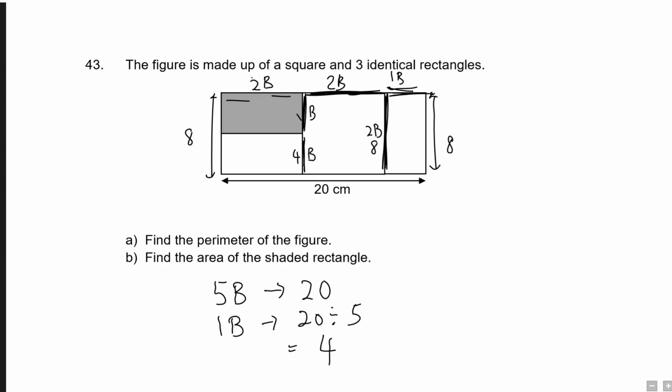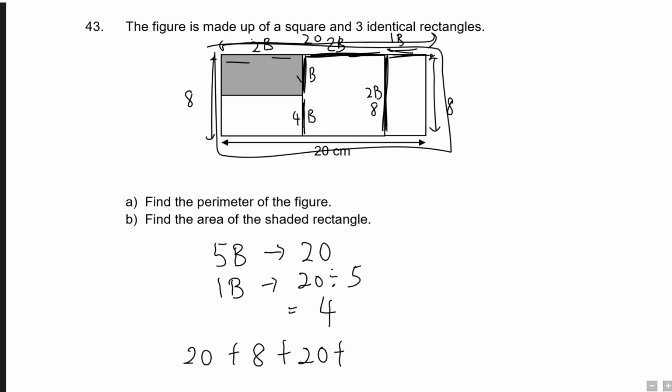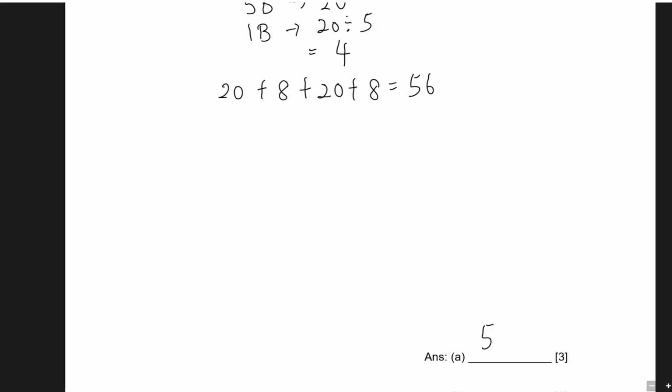Okay, now the number on top easy already, because if you know that the bottom is 20, on top is also 20. So how to find the perimeter of the figure? You're going to find the perimeter around the figure. It will be 20 plus 8 plus 20 plus 8, which will give you 56 centimeter as the answer.